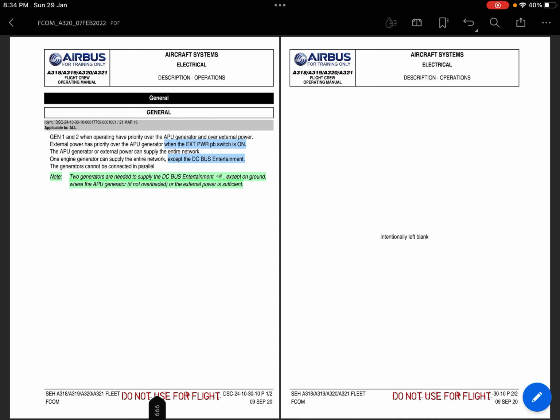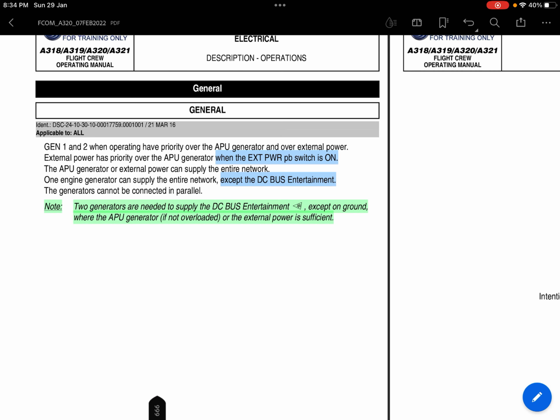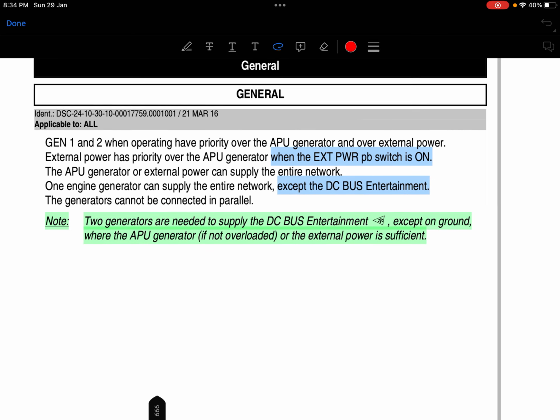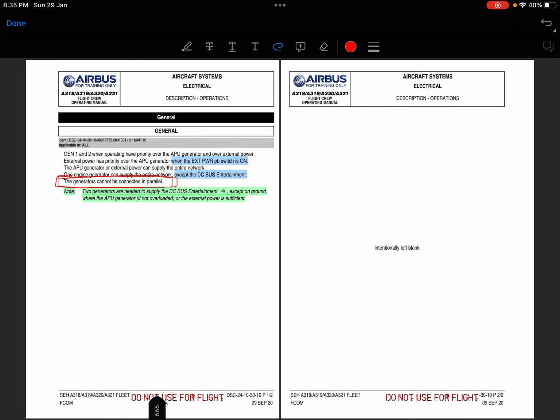Okay, here it is. I know it takes a little time, but it's not easy to find information very quickly in this bunch of so many things. So here it is. The generators cannot be connected in parallel, right? So the paralleling is not possible at all.